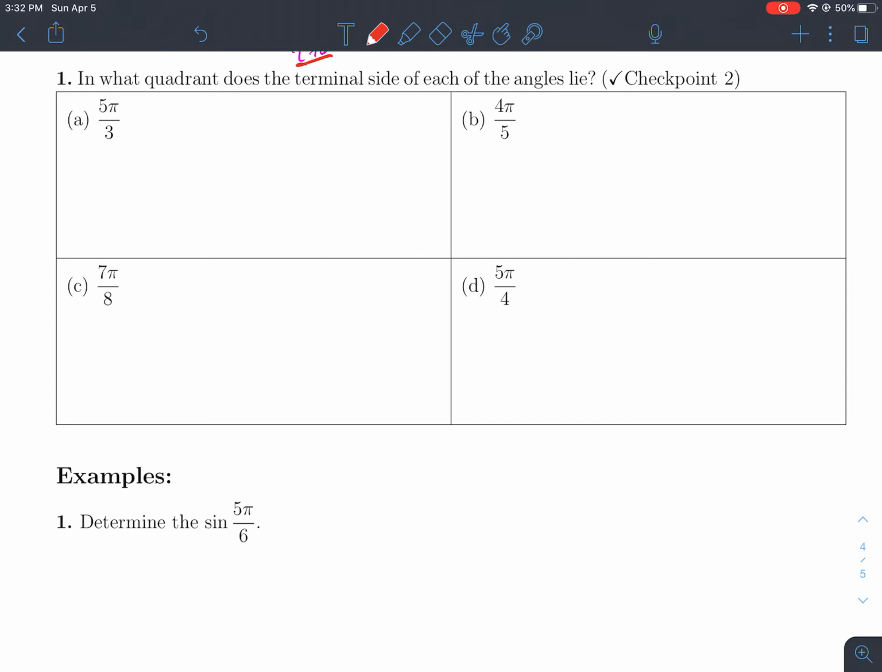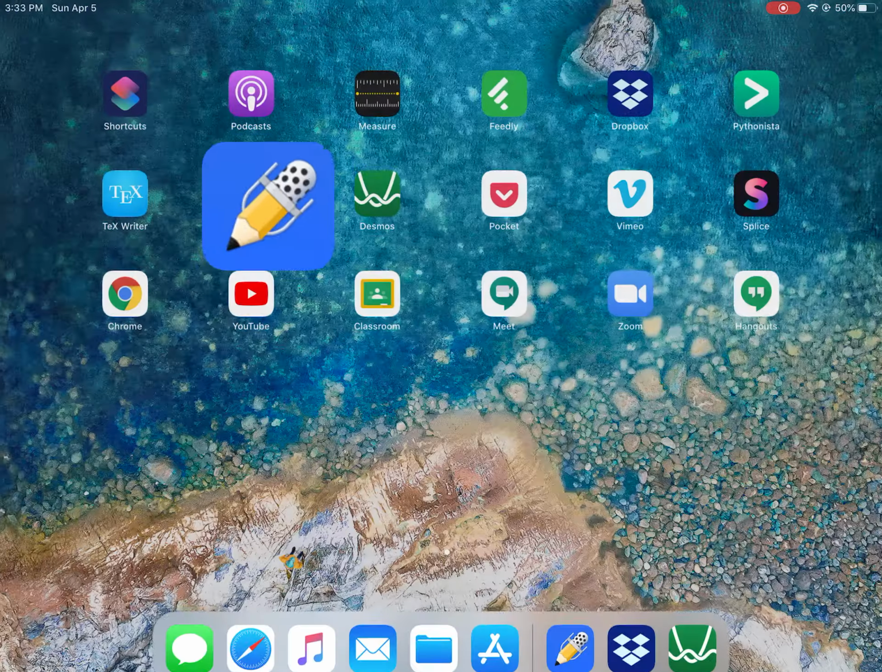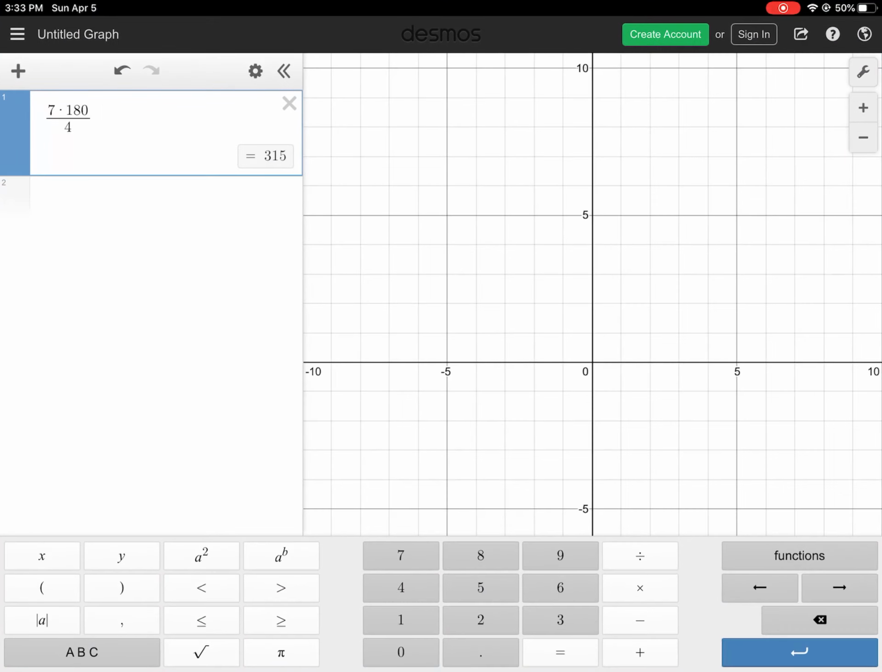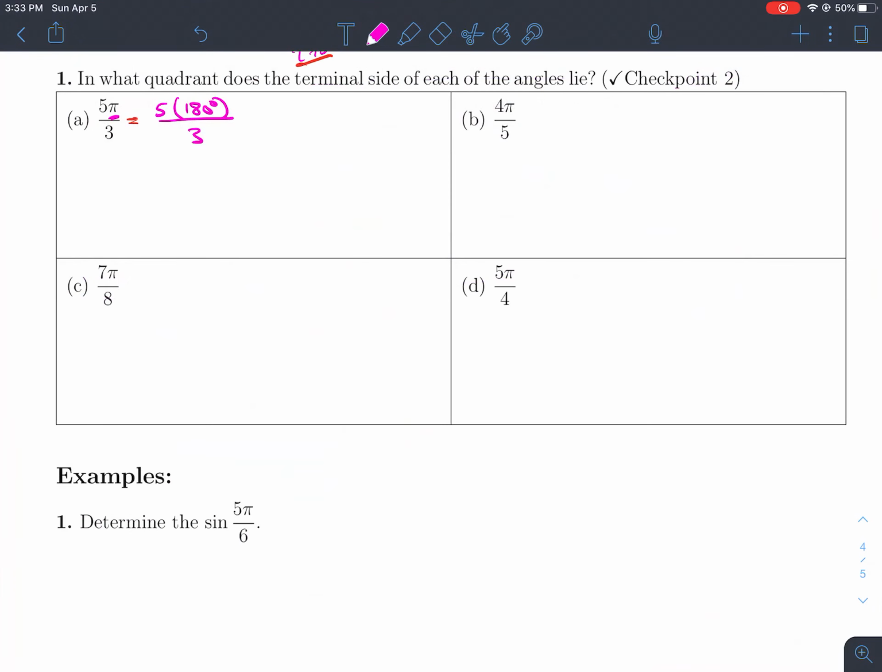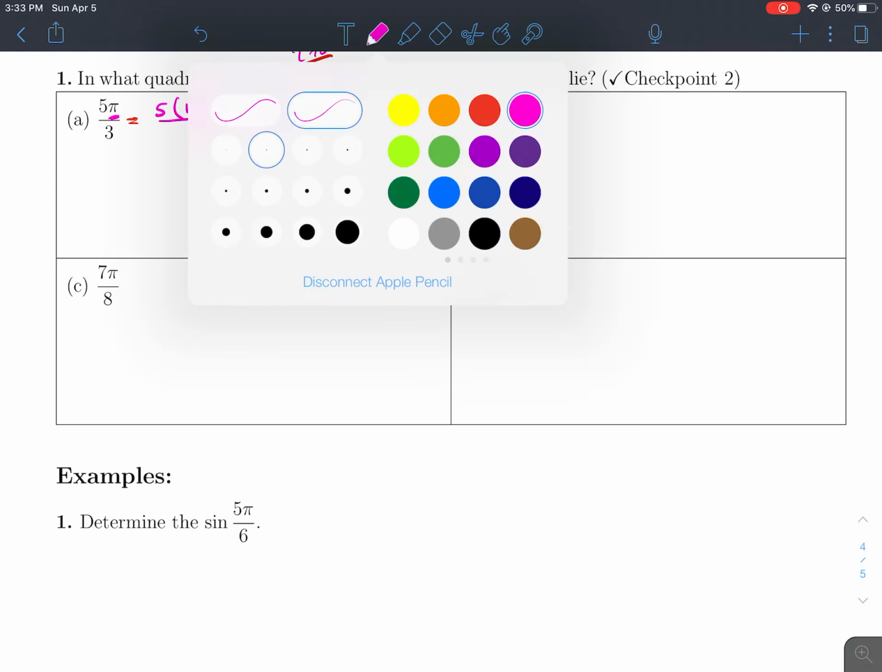Okay, so let's take a look at problem 1a. For this one, I can't really think in radians yet, so I'm going to convert it to degrees. So this is 5 pi radians, which is really 180 degrees, divided by 3. We go to our calculator, and we do 5 times 180 divided by 3, and that gives us 300 degrees. So this is the same thing as 300 degrees.